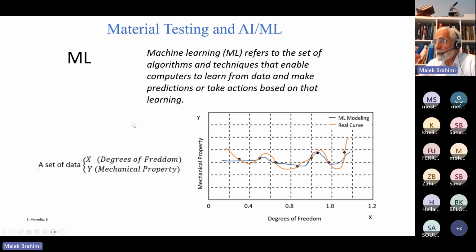So هذه باش نقرب المعنى نتاع degrees of freedom. فهنا on the x we have degrees of freedom. Y, a response of the material response. It could be ultimate strength, it could be yield strength, it could be the modulus of elasticity, it could be fatigue, it could be one of these properties.